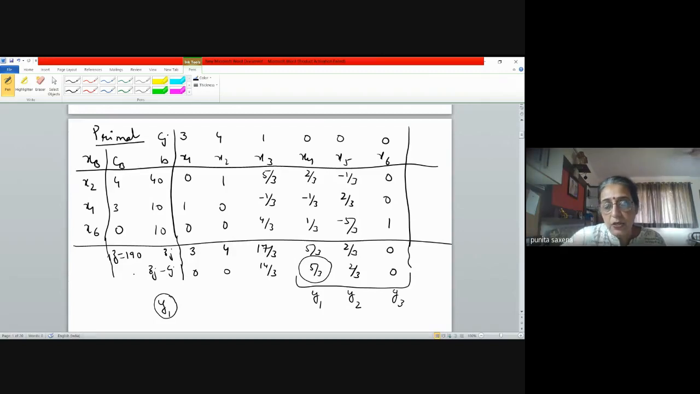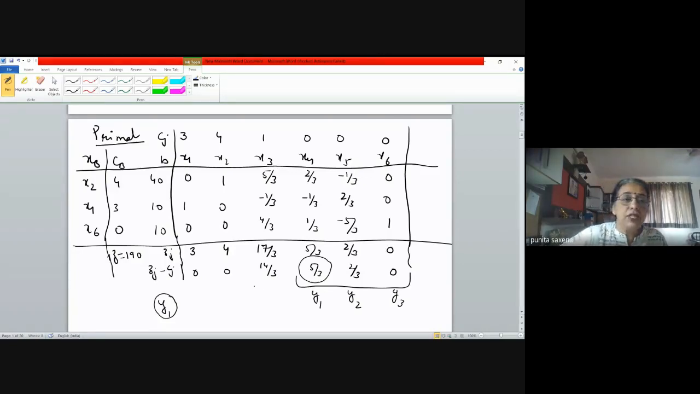Okay, so if my primal is maximization, less than or equal to types, then Zj minus Cjs of the slack variables in my problem will give me the solution for the dual. So I don't have to solve my dual at all. I just have to solve one problem.